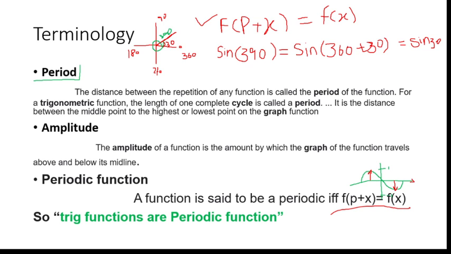And so all the trigonometric functions are periodic functions because they repeat their values after a certain interval. For your information, I will share the period of the trigonometric functions: sine and its reciprocal, cosine and its reciprocal, have a period of 2 pi, and tangent and its reciprocal have a period of pi.